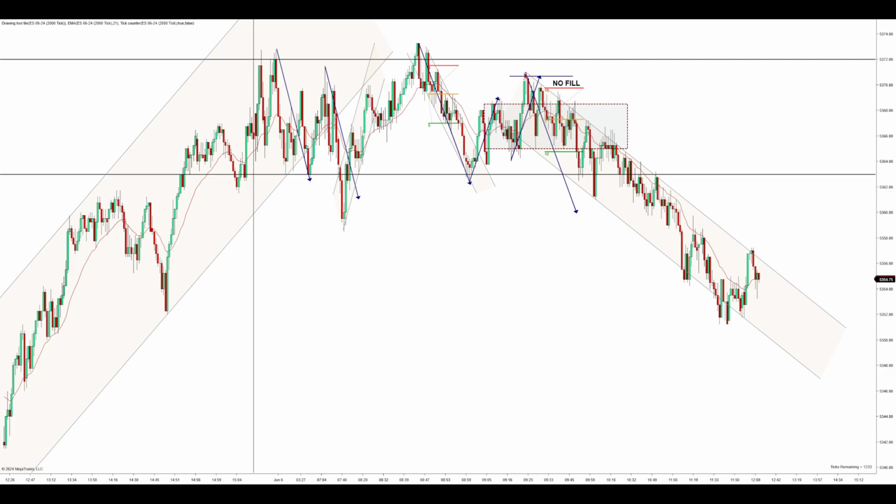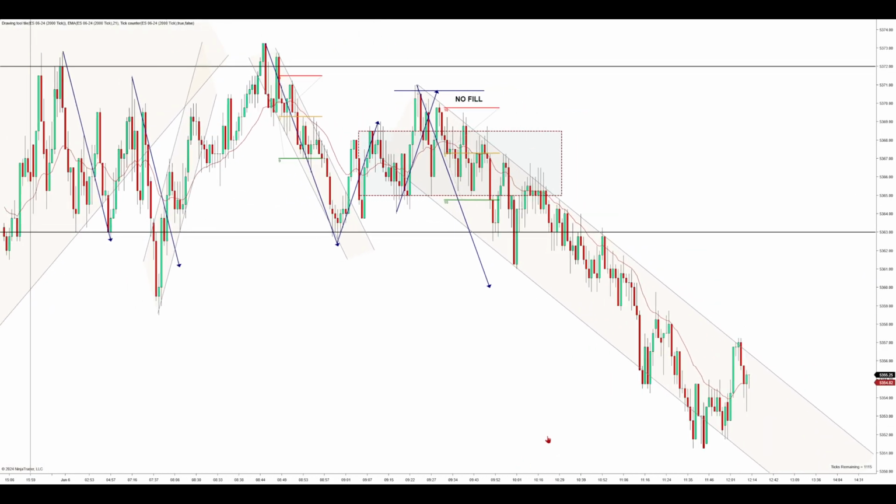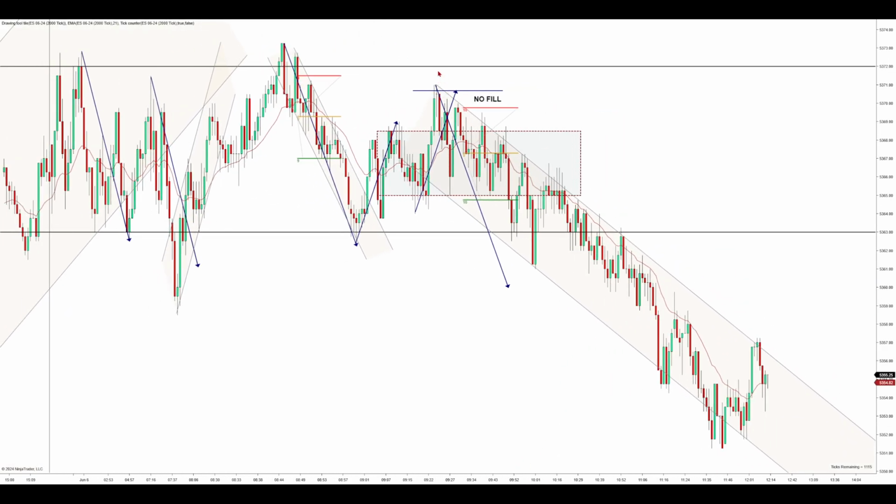Notice we have this measured move in play. As soon as that measured move is met, price reverses back down. Now this is unfortunately a no-fill right here. Notice that after that measured move is met, we have first entry long, second entry long, failure.